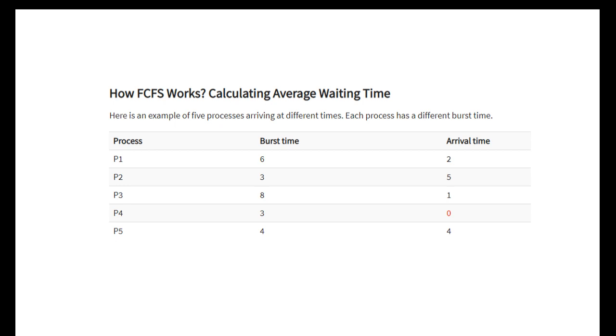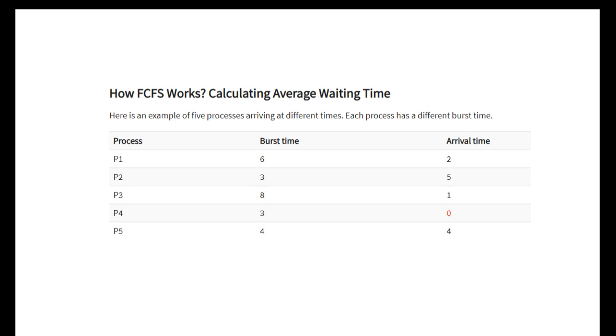How FCFS works: calculating average waiting time. So here is an example of 5 processes arriving at different times, and each process has a different burst time. Using the FCFS scheduling algorithm, these processes are handled as follows.